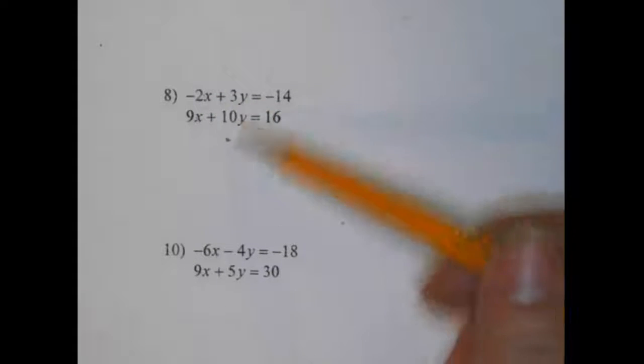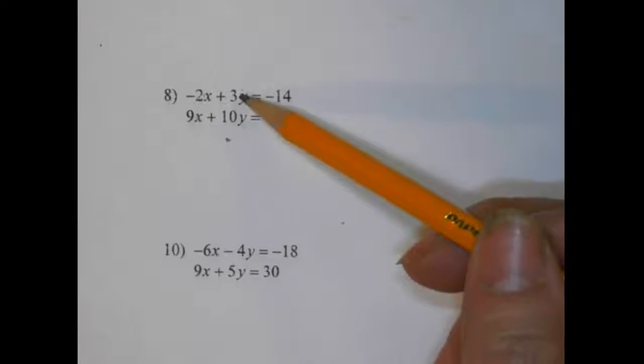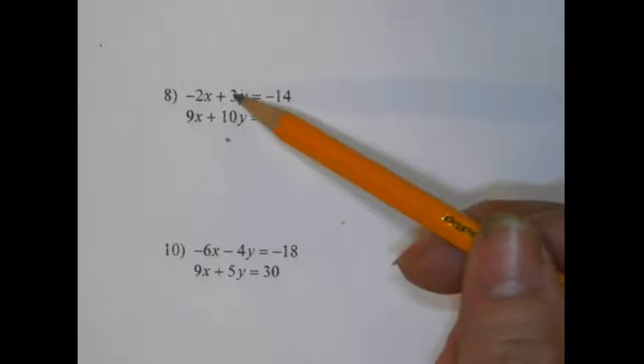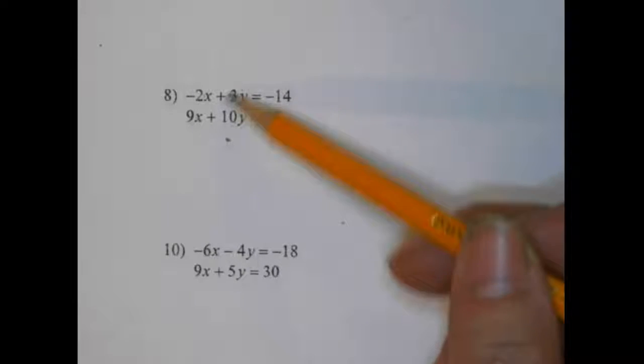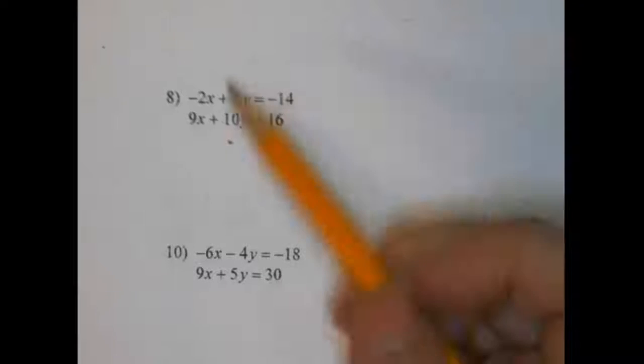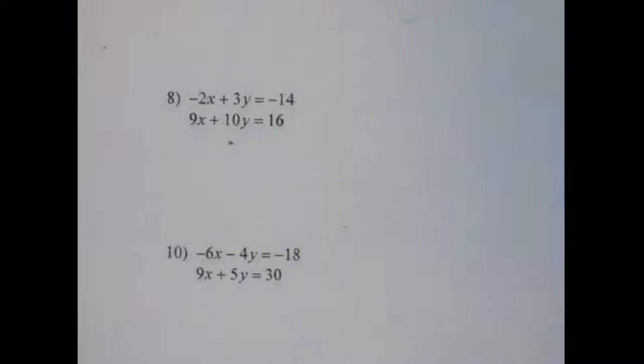Let's try the y's. Same digit? No. Can I turn a 3 into a 10? Can I turn a 10 into a 3? And they're not opposite sign. So I'm going to focus on my x's because these guys are already opposite sign. That means I don't have to multiply by a negative. Okay?